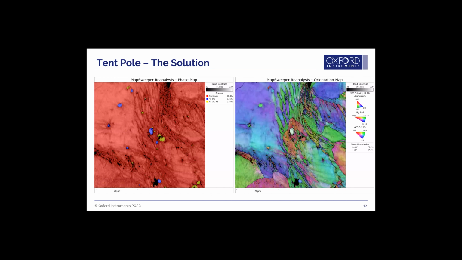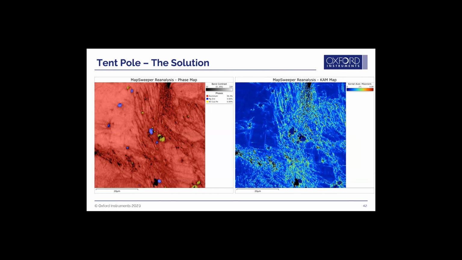And here's what the reanalysis gives us. I mean, it's a really good phase map on the left. We don't have that speckling that we saw in the original data. If you look at the orientation map on the right, there's a lot more detail, especially in what seems to be slip bands up in the upper portion of the image there. So it gives us more detail to work with.